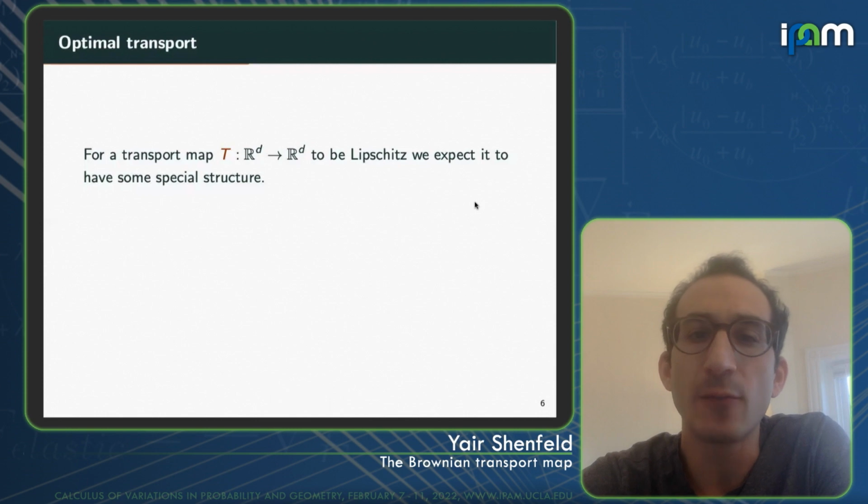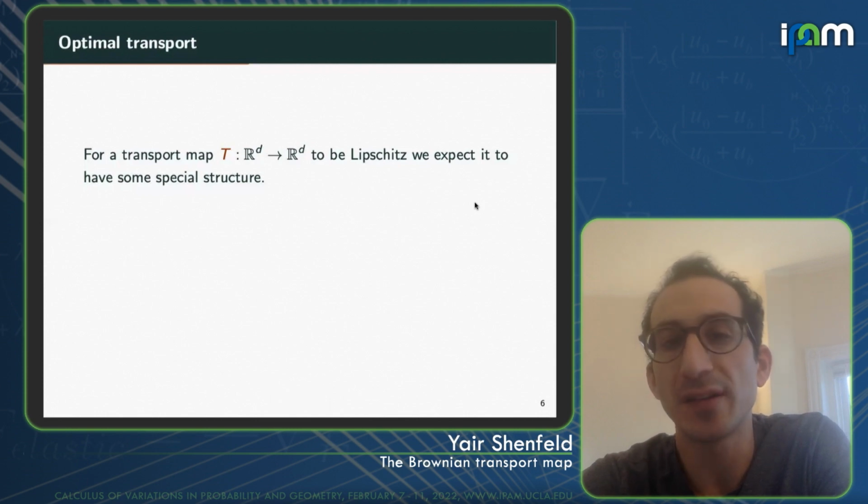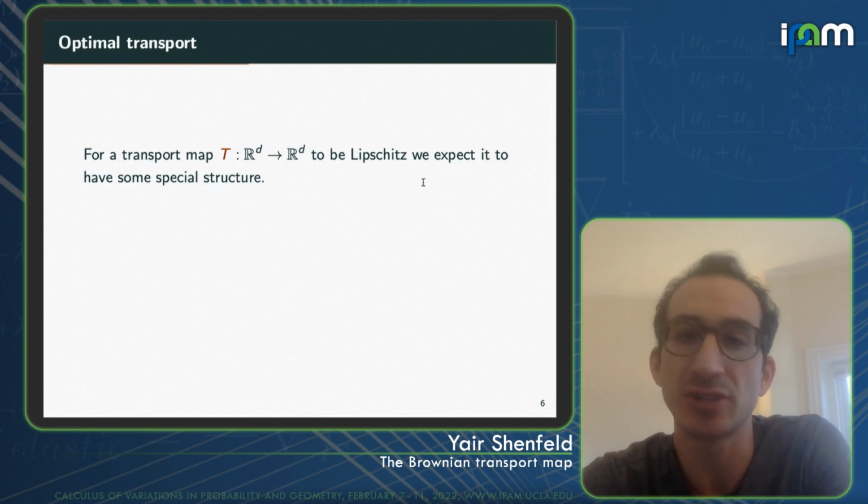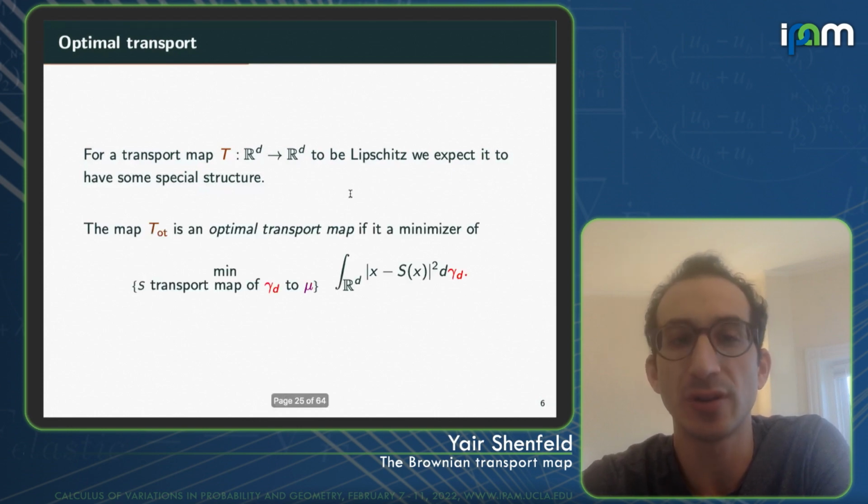Now, we don't expect any transport map from the Gaussian to mu, even if mu is nice, to be Lipschitz. It makes sense that maybe we want to have some special structure on the map T. And in particular, let me start with optimal transport.